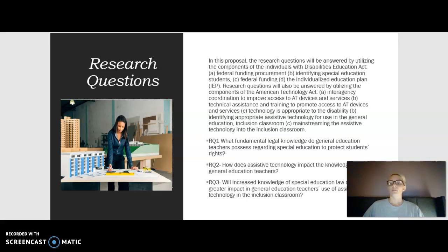Research question 1. What fundamental legal knowledge do general education teachers possess regarding special education to protect students' rights? Research question 2. How does assistive technology impact the knowledge base of general education teachers? Research question 3. Will increased knowledge of special education offer a greater impact in general education teachers' use of assistive technology in the inclusion classroom?